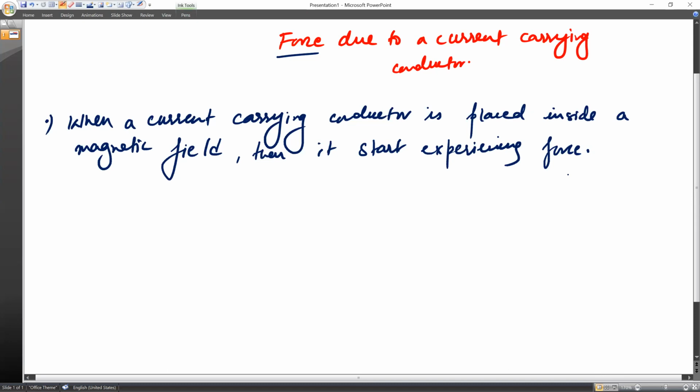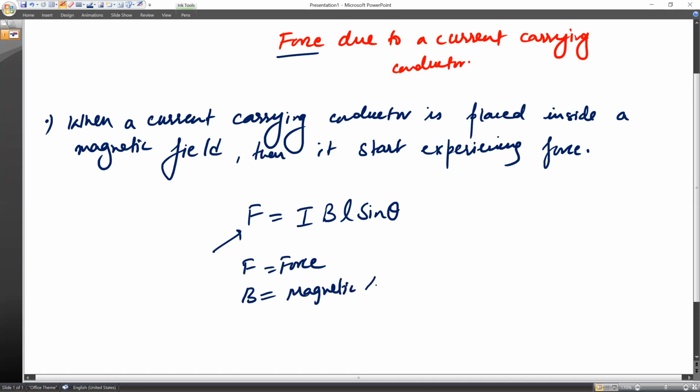That force is given by F = I B L sin theta, where F represents the force, B represents the magnetic field, and L stands for the length of the conductor. You know that these are all directly proportional: if I is more, the force will be more. If the magnetic field is more, the force will be more. If the length of the conductor is more, there will be more force.